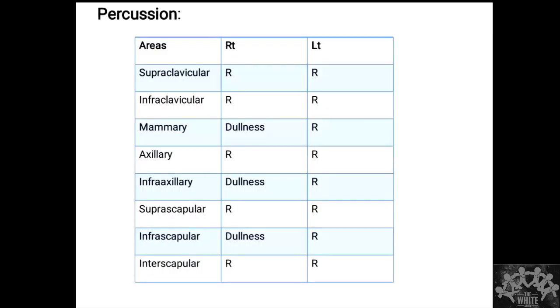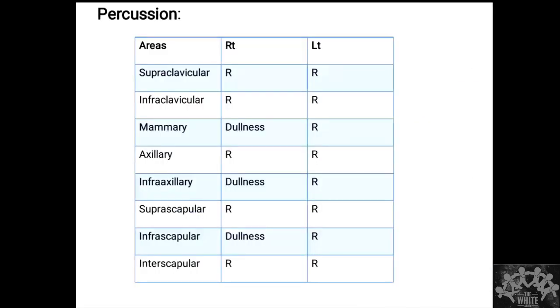On doing percussion, dullness was felt on the right mammary, infra-axillary, and infrascapular regions. So what are your thoughts in this case? Sir, it may be consolidation. Which lobe or which area to be specified? Sir, most probably the middle and the lower lobe may be involved. Right lower lobe.